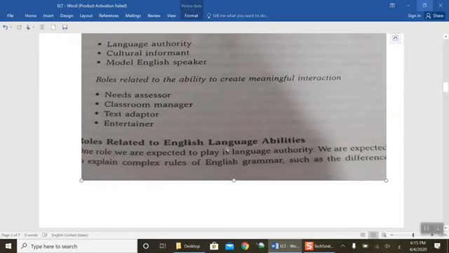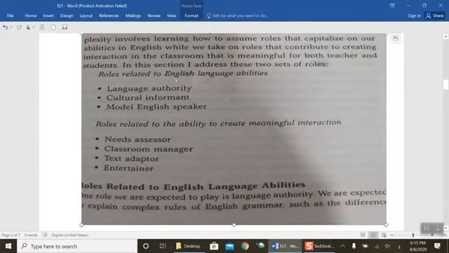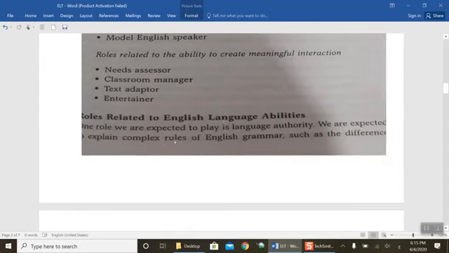Roles related to English language abilities. We said roles related to English language abilities. Here we have an explanation of it. The first letter is not photographed.